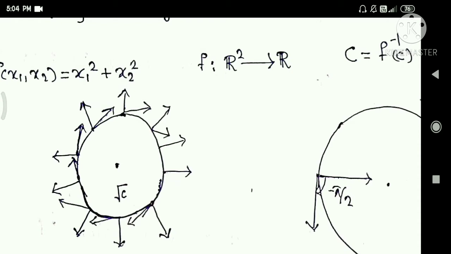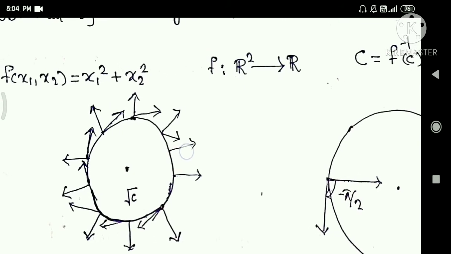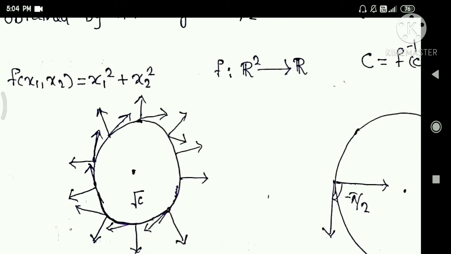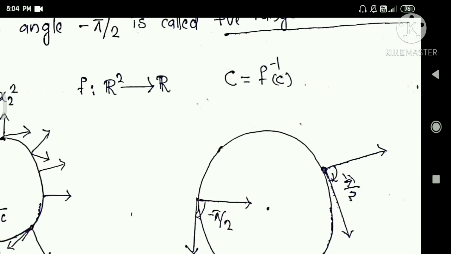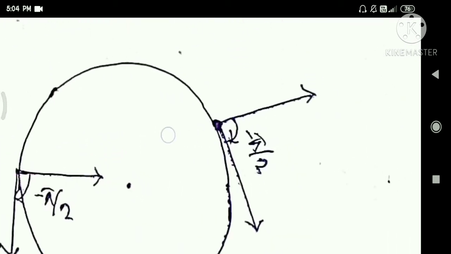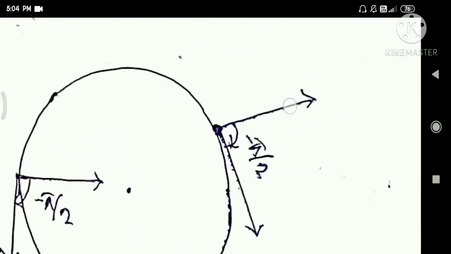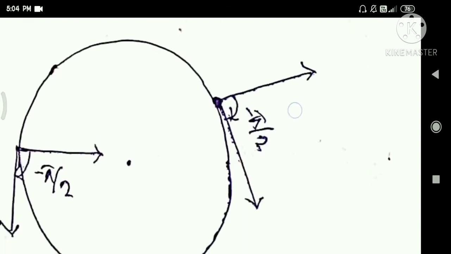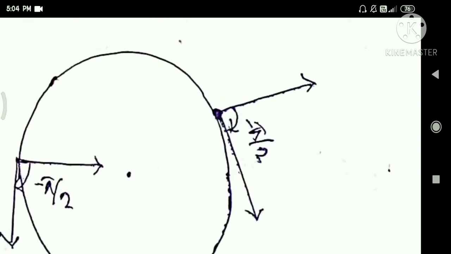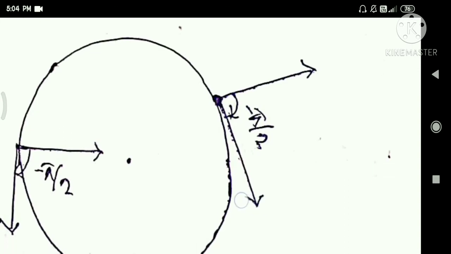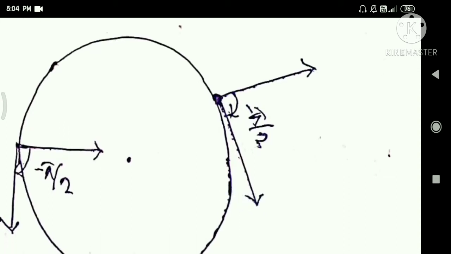That is, in this orientation, consider the circle together with the orientation which maps each point in C onto the unit vector pointing outside of this circle. Then the positive tangent direction can be obtained by rotating this normal direction through an angle minus pi by 2. That is, it will be the positive tangent direction in this case.